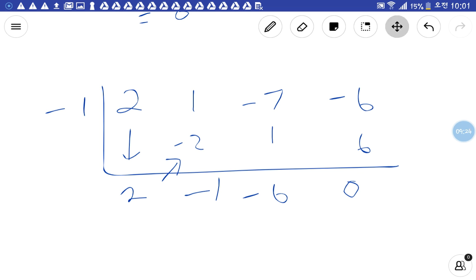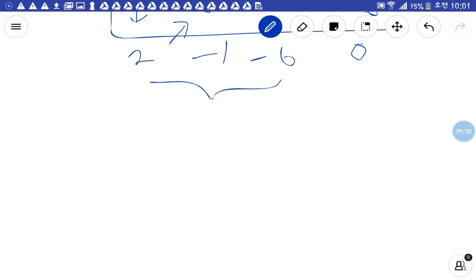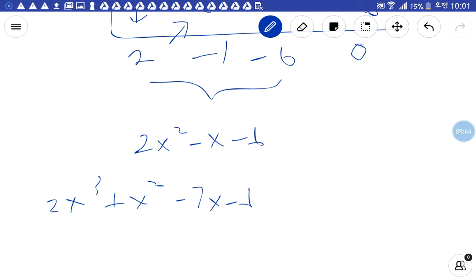So I have to pay attention to those 3 numbers. What is it? That is the quotient. So my quotient this time is 2x squared minus x minus 6. So let me rewrite it, which is x plus 1 and 2x squared minus x minus 6.